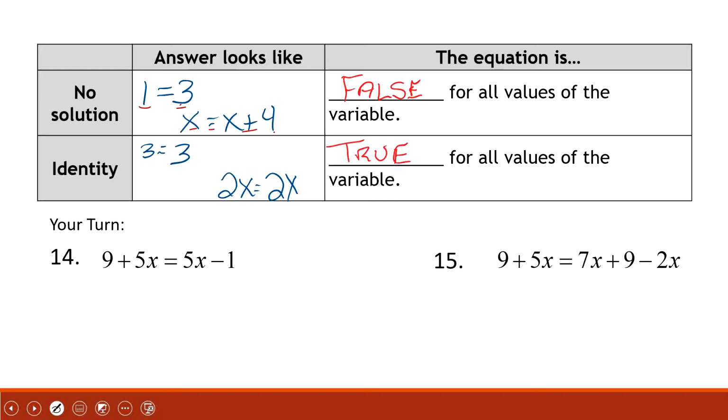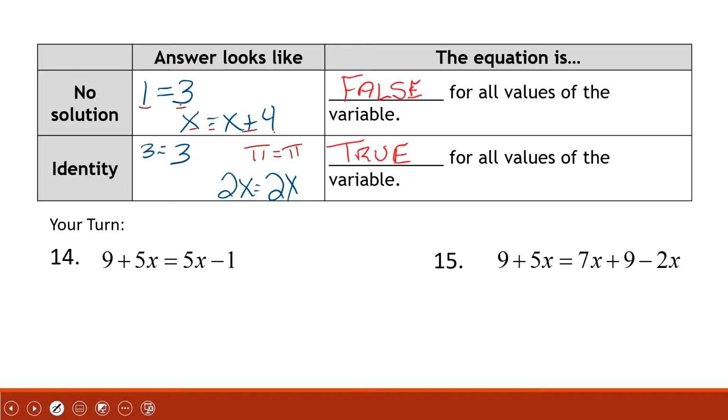So they don't work. Your identities are always going to be something equals something. 3 equals 3. 2x equals 2x. Pi equals pi. Things like that. So what they mean is the no solution is our equation, whatever we start with, is going to be false. It means it's not going to work for any value we plug in for that variable. The identity is going to be true for any number we plug in for that variable.